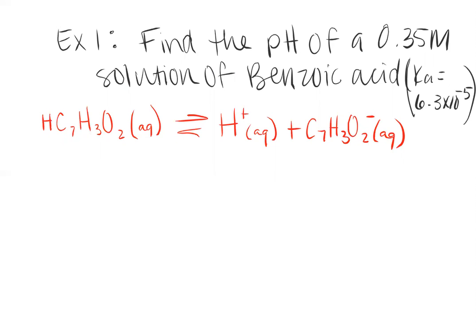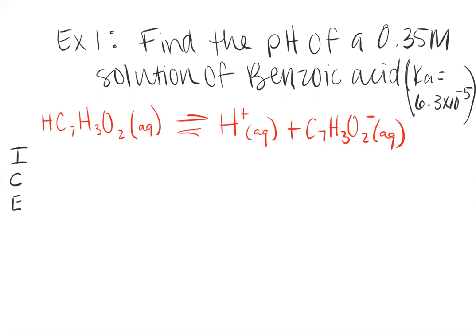Okay, so we see that we have dissociated our benzoic acid into a proton and the anion, right? So our next step is to create something called an ice table. Okay, this is a mathematical method in order to set up an expression to solve for x. Okay, so it's called an ICE table, ICE.